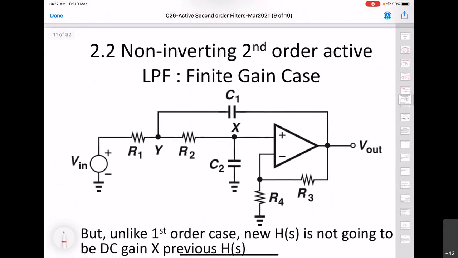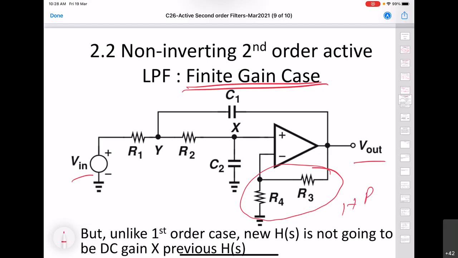Now what we would like to do is modify the circuit so that we can get finite gain also. In that case, the modification leads us to this circuit where we have R3 and R4 in the negative feedback. Here we cannot obtain the transfer function of this case by multiplying the transfer function of the unity gain case by the factor R3 by R4. So the transfer function cannot be written in this form.